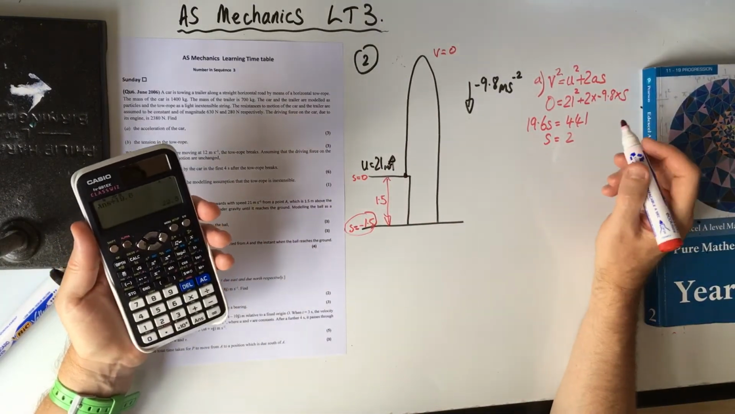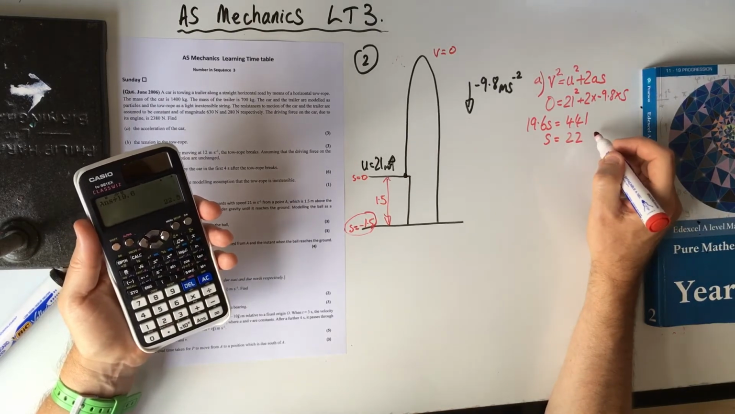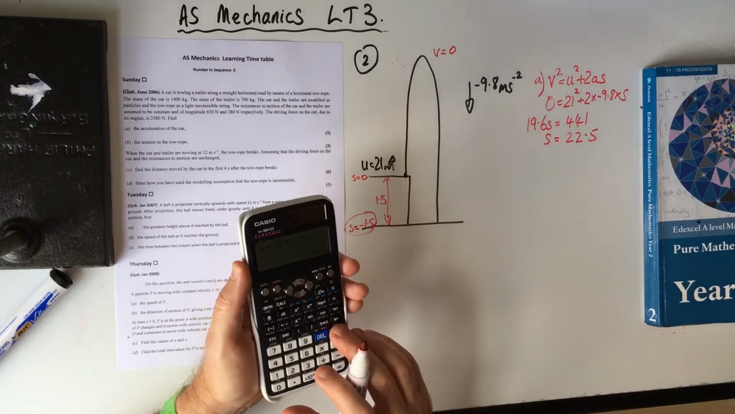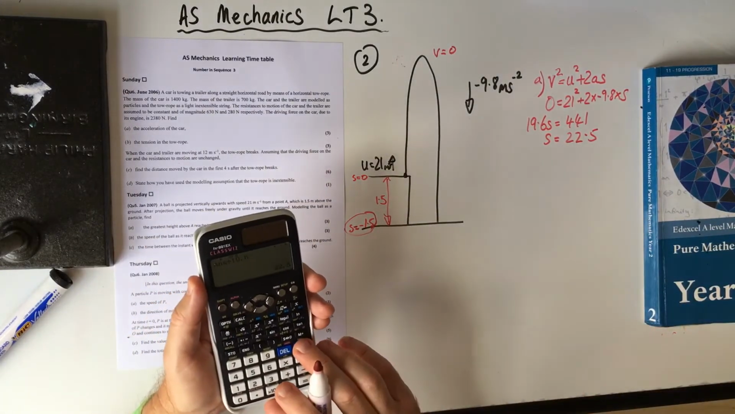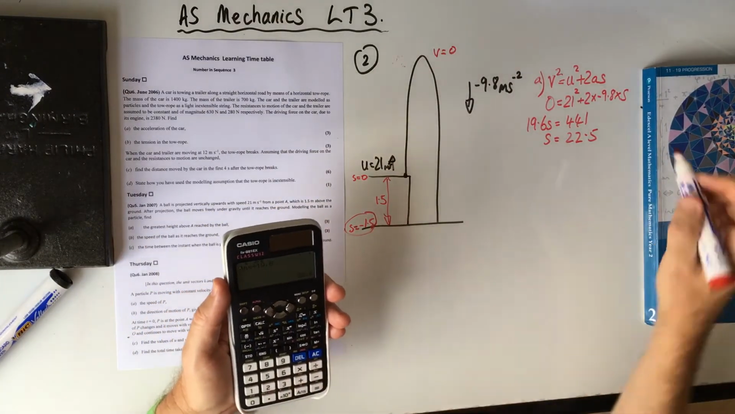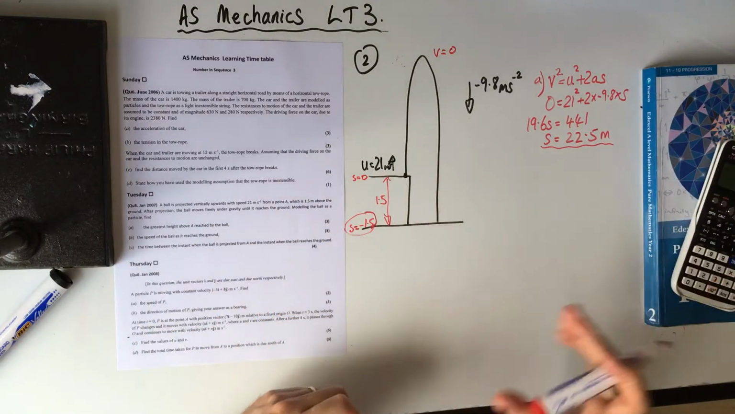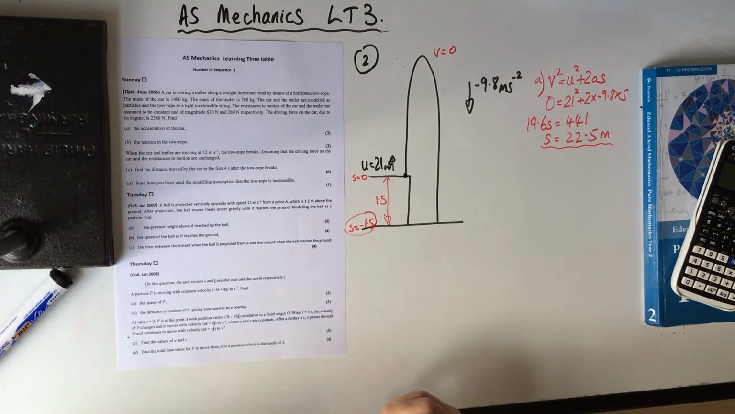They often use, by the way, in these questions an initial velocity of 21 because it's a multiple of 9.8, so it always works out with reasonably nice numbers for you. They do that on exams, they do it in the textbooks as well. So 22.5 meters. Let's get our units on the homework. Some of you are missing off your units, so try to get into the habit of putting those on.